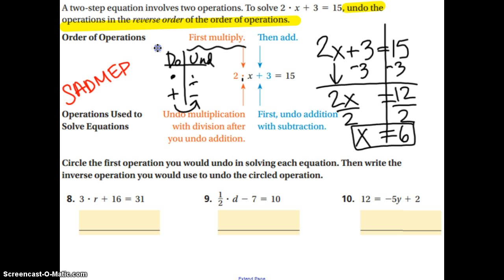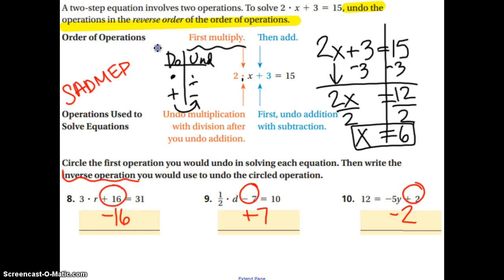All right, so let's look here. I just want you to think through them real fast. You can choose here what you want to write and what you don't. This says 3 times r plus 16 equals 31. Which piece do you do first? You would do this, and then it says the inverse operation. Do you remember yesterday? Inverse operation of plus 16 is minus 16. This one, 1/2 times d minus 7 equals 10. What do you undo first? Undo your minus 7. Opposite of that is plus 7. Number 10, we've got negative 5y plus 2. So you undo the plus 2 first with a minus 2.